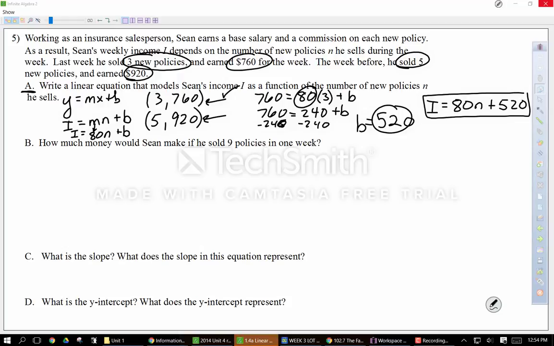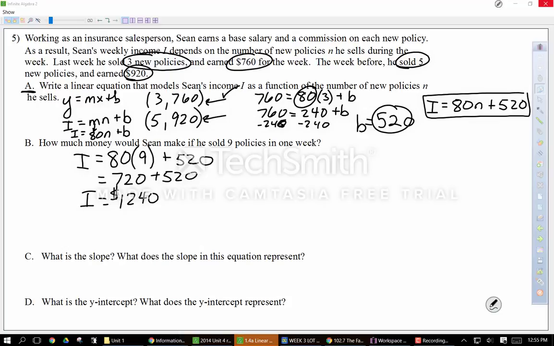Part B, how much money would Sean make if he sold 9 policies in 1 week? So the income he makes for the week is equal to $80 times the number of policies he sells plus the 520. So this is 720 plus 520, so that equals $1,240. So the income after a week, if he sold 9 policies, would be $1,240. And remember, I need units on my answer. Dollars goes before the number, not afterwards.